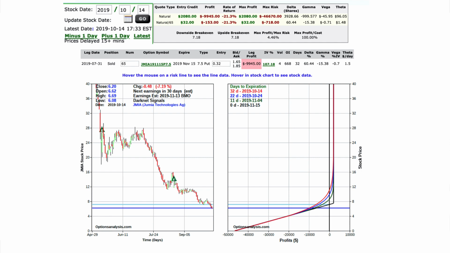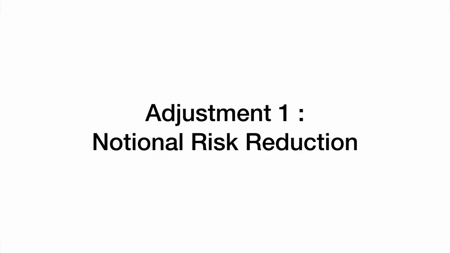So let's take the example of this trade and see what are the various ways in which we can adjust the trade. What is the objective of this adjustment? It's nothing but to reduce the risk of this trade. And again, that is if you think your assignment is a risk which you want to avoid. So the adjustment number 1 is a very simple notional risk reduction. How do we do that? We just go ahead and do a spread trade.